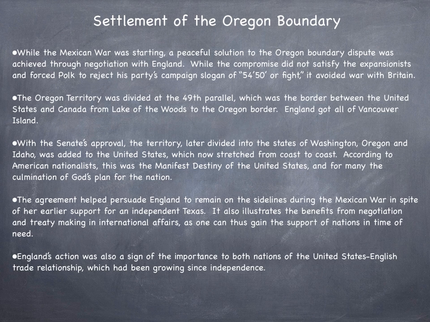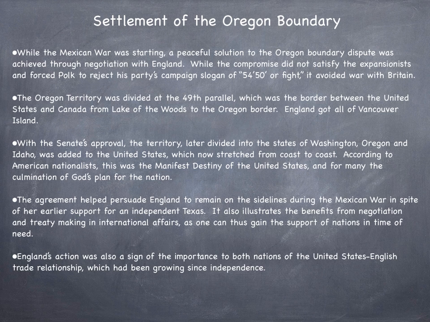The Oregon Territory was divided at the 49th parallel, which was the border between the United States and Canada, from Lake of the Woods to the Oregon border. England got all of Vancouver Island. With the Senate's approval, the territory, later divided into the states of Washington, Oregon, and Idaho, was added to the United States, which now stretched from coast to coast.